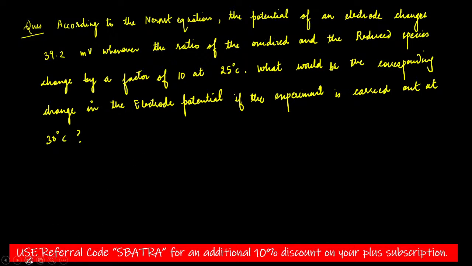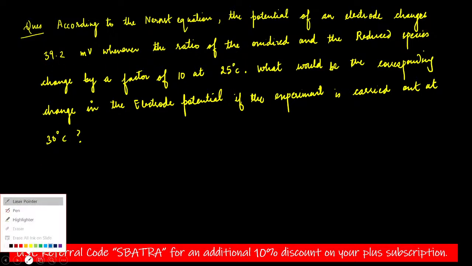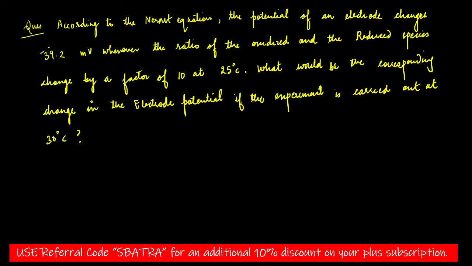Okay, so here's the next question. Let me read it. According to the Nernst equation, the potential of an electrode changes by 59.2 millivolts, not 39.2, whenever the ratio of the oxidized and the reduced species changes by a factor of 10. So basically whenever it changes by a factor of 10, the potential of the electrode changes by 59.2.